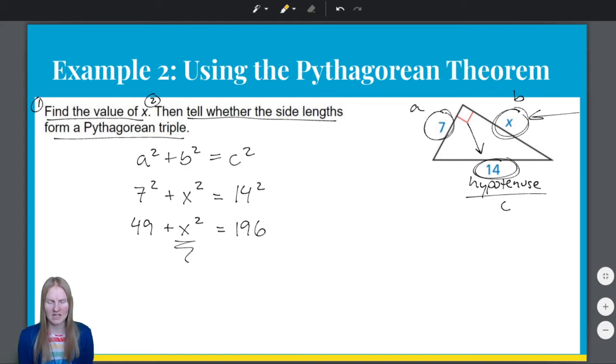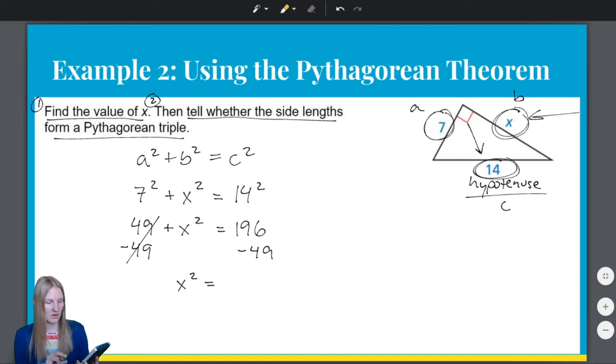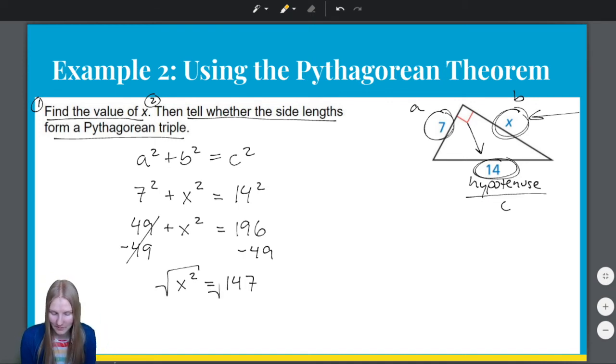Now, this isn't like last time. The x squared isn't by itself. I cannot take the square root yet. I need to get the x squared by itself. So, we're going to move the 49 over to the other side of the equation. Subtract 49 from both sides. And we get x squared equals 196 minus 49 is 147. Now I can take the square root. So that gets rid of the square on the x.